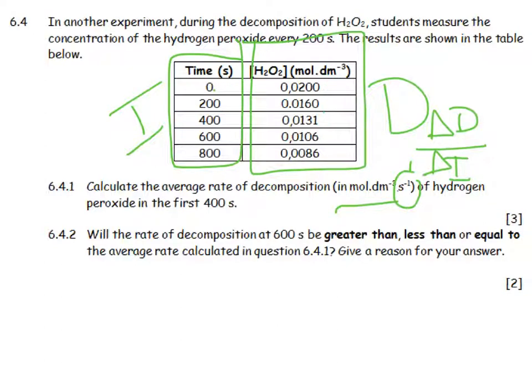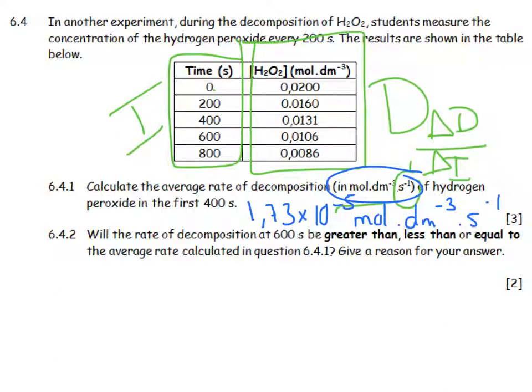The change in concentration over the change in time will give me moles per cubic decimeter per second, and I find that I land up with an answer of 1,73 times 10 to the negative 5. And there's my unit over there, moles per decimeter cubed per second cubed.